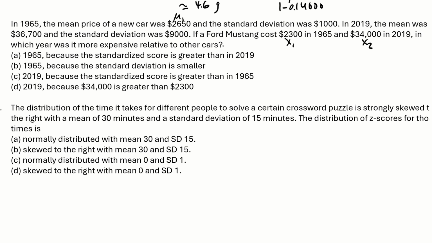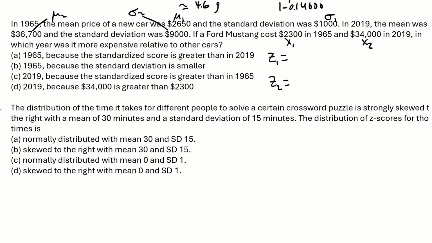This is going to be mu1, sigma 1. This is going to be mu2, and that's going to be sigma 2. Okay, and we're going to plug those in. We're going to compare the two z-scores. We're going to calculate z-scores.